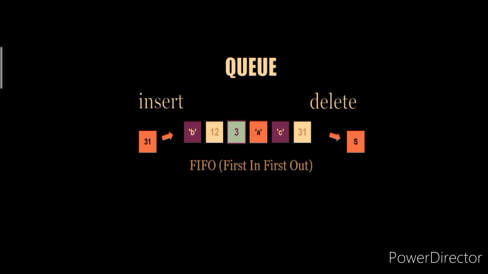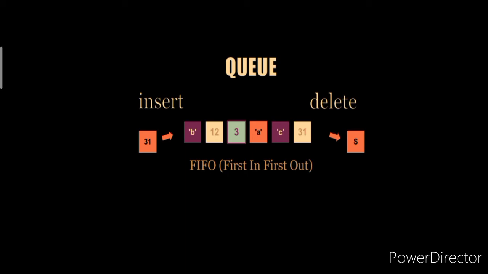So, by seeing this diagram we can say that 31 is stored first, then C, A, 3, 12 and D, all these are inserted in this order, and while deleting we have to delete through the other end. That is why first we have to delete 31, then only we can delete C, then only A, then only 3 and so on till the end of the queue.